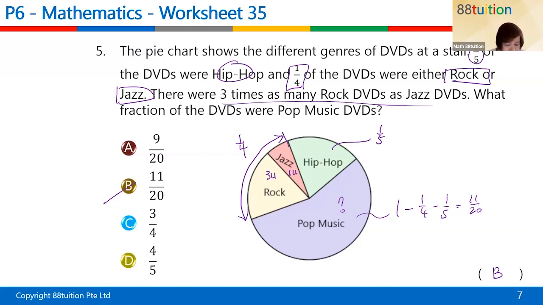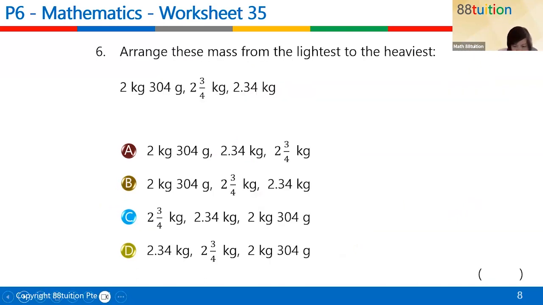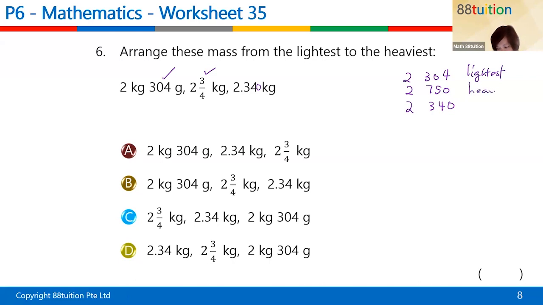Yes, okay. Question number 6. Arrange these from the lightest to the heaviest. So you see, we have 2,304 grams, this one will be 2,750 grams, and this one is 2,340 grams. All start with 2,000. So the lightest one is 2,304. Then the heaviest is this one, and this is the middle one.